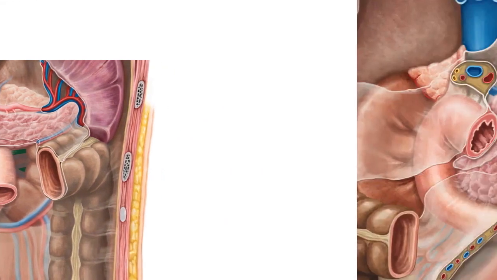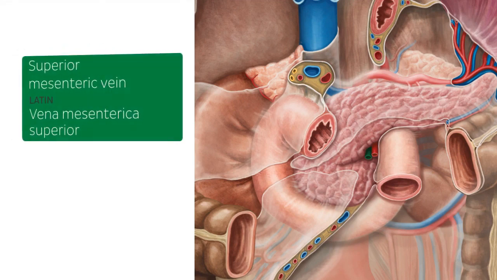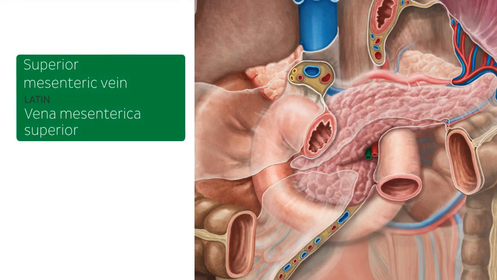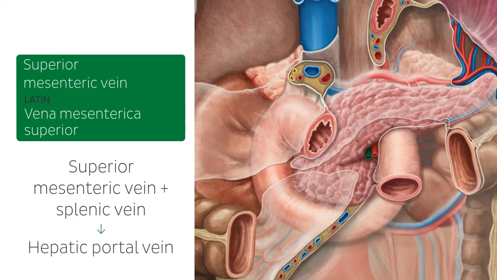So now let's move on to talk about some of the veins which are visible when we see the kidneys in situ. The first one we'll look at is the superior mesenteric vein. As we can see in this image, it runs under the neck of the pancreas, parallel to the superior mesenteric artery. This vein receives blood from numerous tributaries that come from the duodenum, the pancreas, the small intestine, and the ascending and transverse colon. The superior mesenteric vein joins with the splenic vein to form the hepatic portal vein.